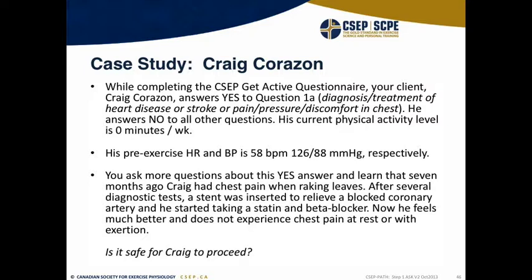So you learn that he had some chest pain 7 months ago, he ended up having a stent inserted to relieve a blocked coronary artery, and now he's taking a statin and a beta blocker. He says he feels much better and does not experience chest pain at rest or with exertion. So, is it safe for Craig to proceed?